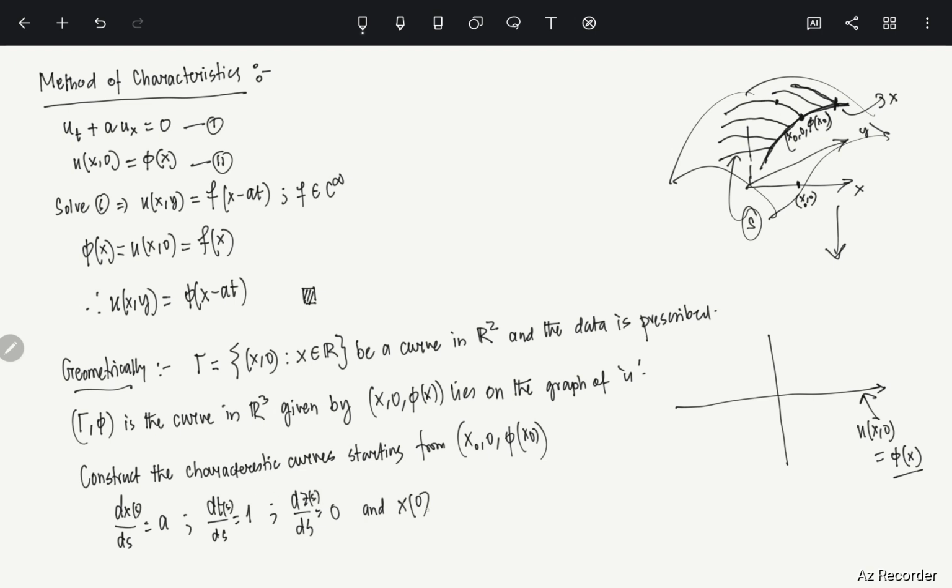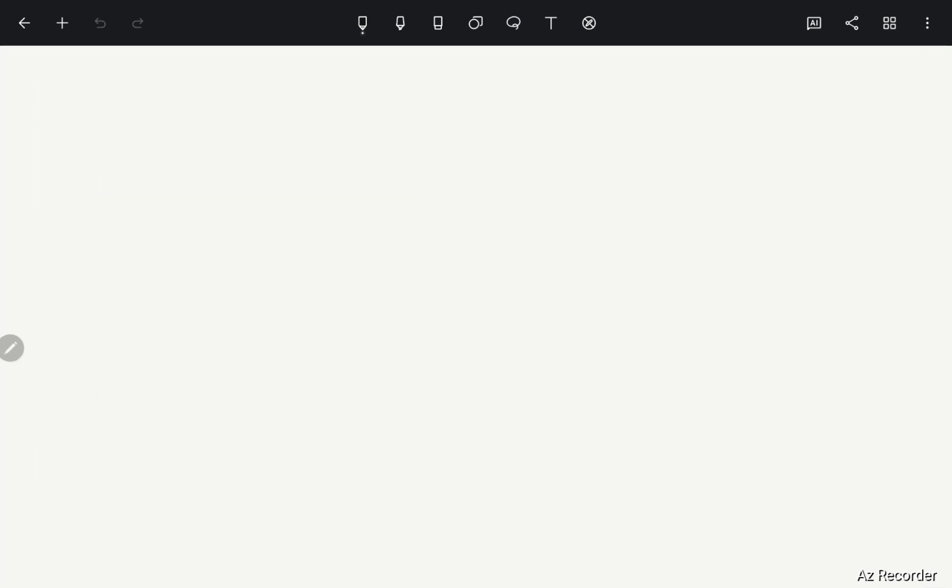Okay, so when s equals 0, x will be your x0. And what is t at the point 0? That is nothing but the initial point x0, 0 and phi of x0, so it is 0. The initial point is this, right? And what is z at the point 0? That will be nothing but phi of x0. Clear? Okay. So now once you solve this, if we want to put everything algebraically, let's just write it like this.